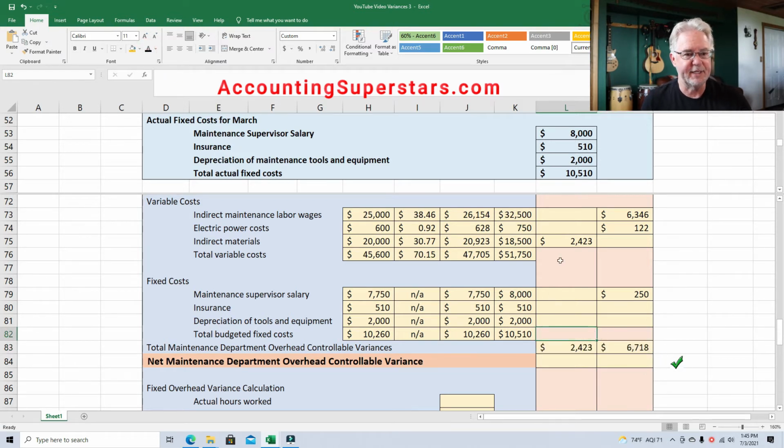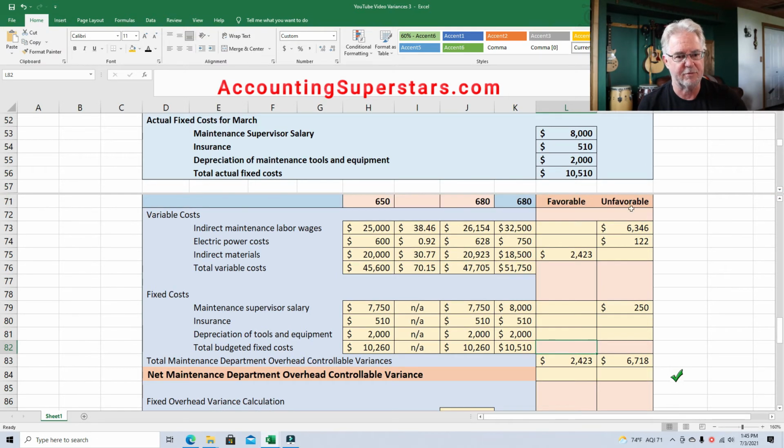Here we go. So all I did was add up the columns. And now I'm going to net them out. And it looks like the unfavorable is a little bigger. So let's put that right here. 4,295. All I did was find the difference between the two. And since unfavorable was bigger, I put it in the unfavorable column. So this is called the net maintenance department overhead controllable variance.